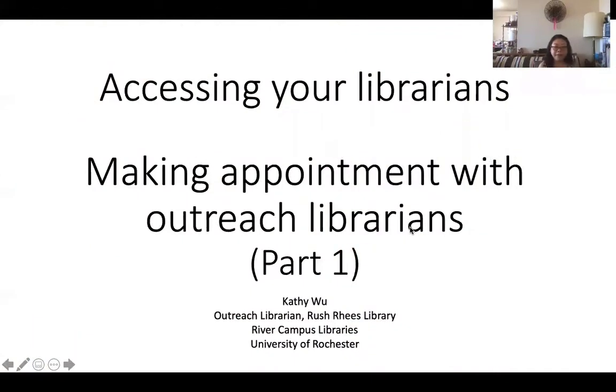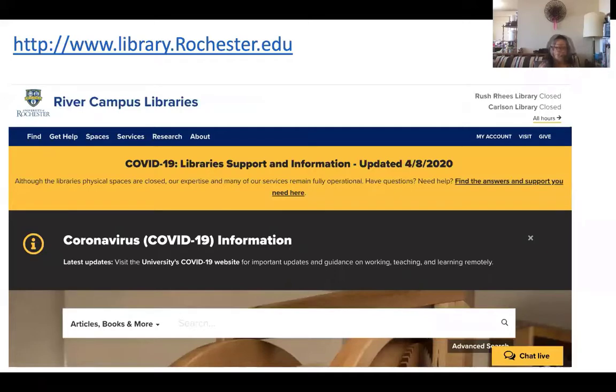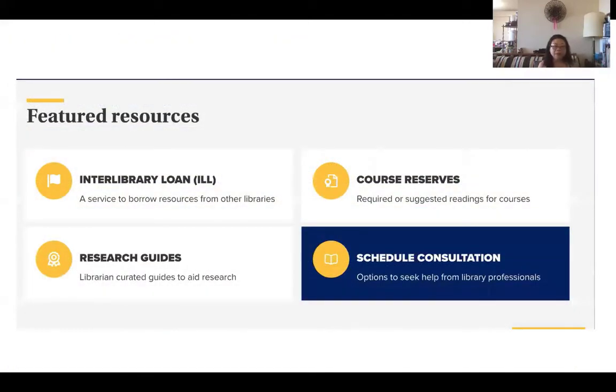To find a librarian who is available to help you, you need to go to the River Campus Library's website. The website address is listed here. Once you are at the River Campus Libraries, scroll down to Featured Resources and then select Schedule Consultation.